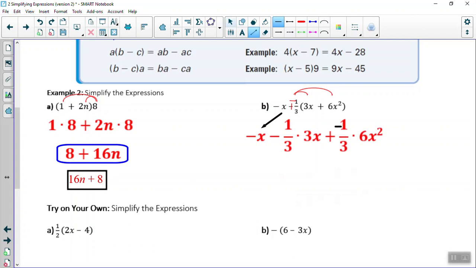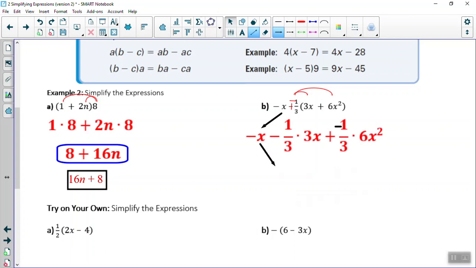Okay, so be careful when we go to actually do our answer. All right, so my negative x is just going to come down because I can't do anything else with him yet. So I'm going to bring down my negative x.